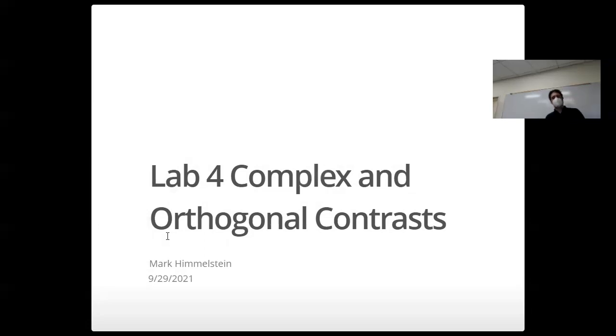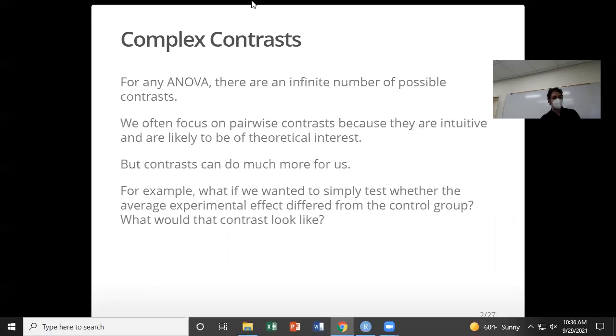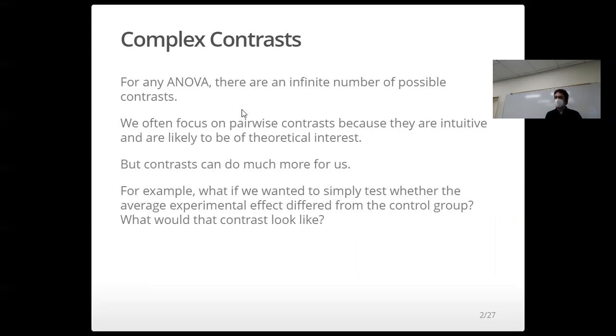Okay, so the other thing we're going to talk about today is more complicated contrasts. Pairwise contrasts are very intuitive. They're often likely to be of theoretical interest, so we use pairwise contrasts a lot. But we can do a lot more with contrasts. For example, let's say we wanted to test whether the average experimental effect in our wine study again differed from the control group. So we wanted to test whether groups A and B were different from control. How would our contrast look for something like that?